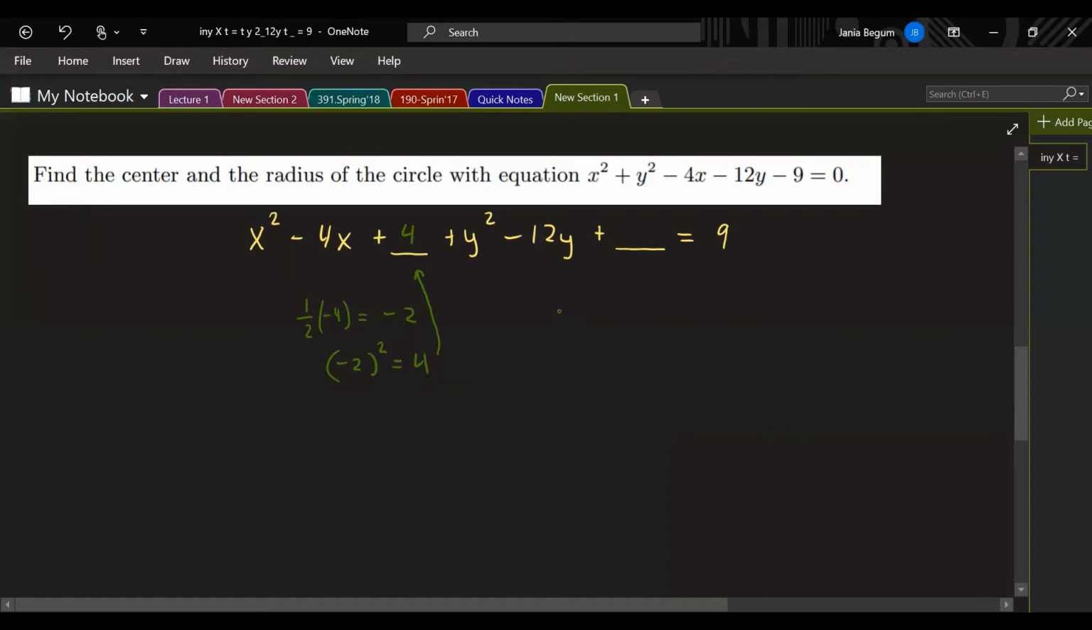Then we do the same thing for the y terms. We look at our linear term, which is negative 12y, so the coefficient is negative 12. Take half of it, you get negative 6, and then we square it. That would give us 36, and that's what we add right here. Now that we have added 2 extra values to this equation, we must also add them to the right side. So we have plus 4 and plus 36 to keep a balance.